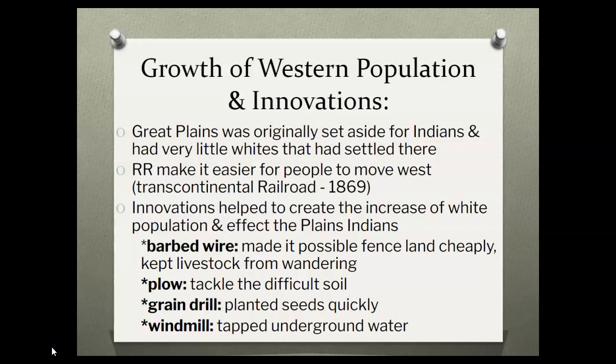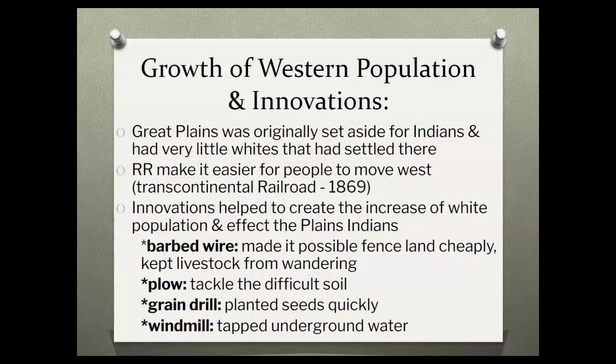The Great Plains was originally set aside for Indians and had very few whites that had settled there. Remember, this is also taking place after the Trail of Tears, so a lot of them have been moved from the east to the west already. The railroad made it easier for people to move west, especially with the Transcontinental Railroad being built.